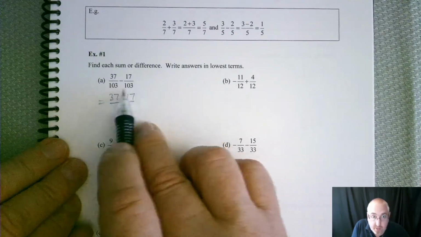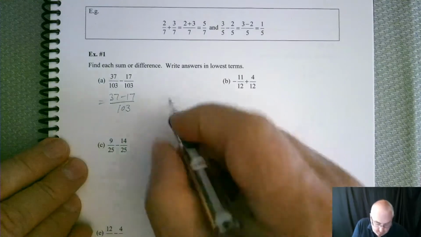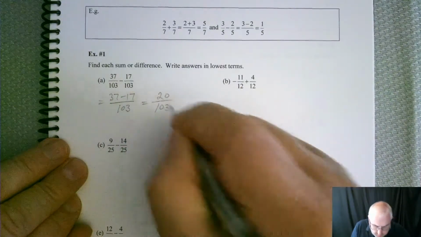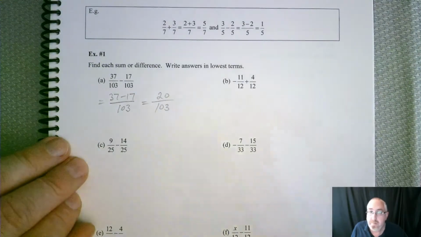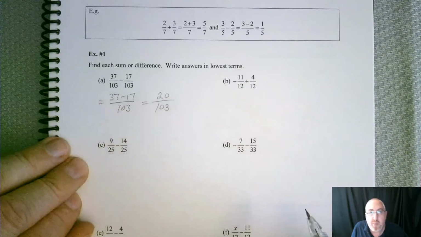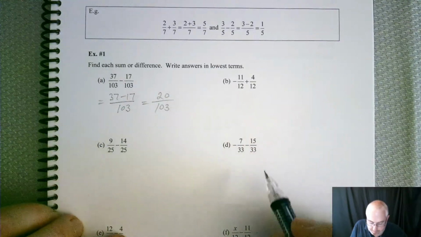Again, we do not do anything with the bottoms. We just carry whatever it is underneath all of it. So 20 over 103. And that's it. Now, we would try to reduce that if we could, but we can't. So that one's done. Let's try the next one.